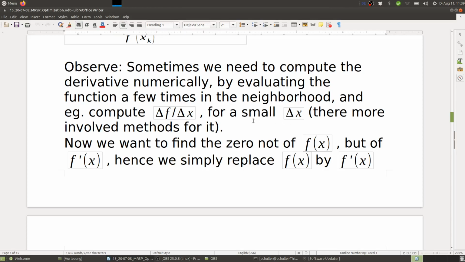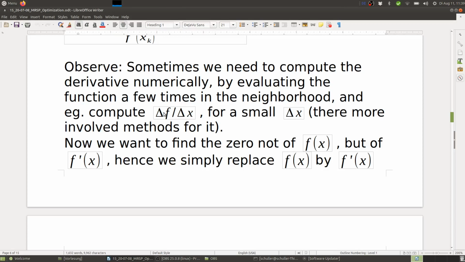There are actually more involved methods which do it more precisely using more function evaluations. But the simplest one is this, where you just take two function values, f in the vicinity, so then you have a delta f, and you divide it by the corresponding delta x, and you get an approximation for the derivative. And this is actually also what we need in our case, because we usually don't have a closed form solution for the derivatives.